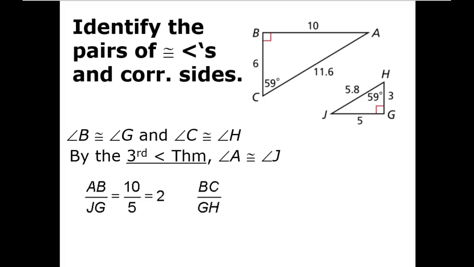Then I'm going to look at BC. It corresponds to GH. So that's going to be 6/3, and that reduces to 2. Then I'm going to look at AC over JH. That is 11.6 over 5.8. Now I can't just assume that it's 2 because the other 2 work, because they won't always necessarily work. Instead of stressing out over decimals, if you just move the decimal place over once on both of them, you're going to get 116 over 58.